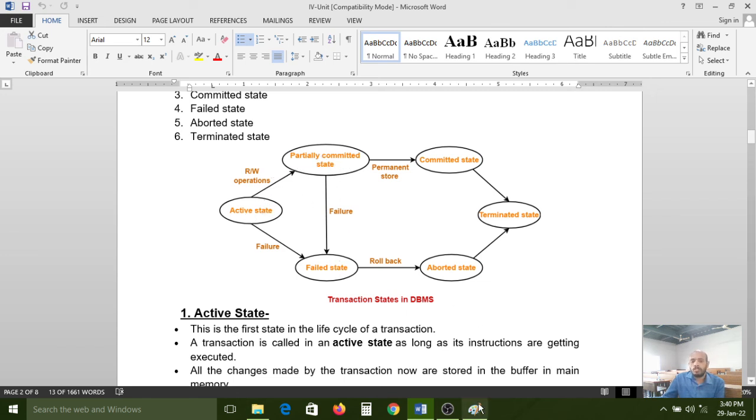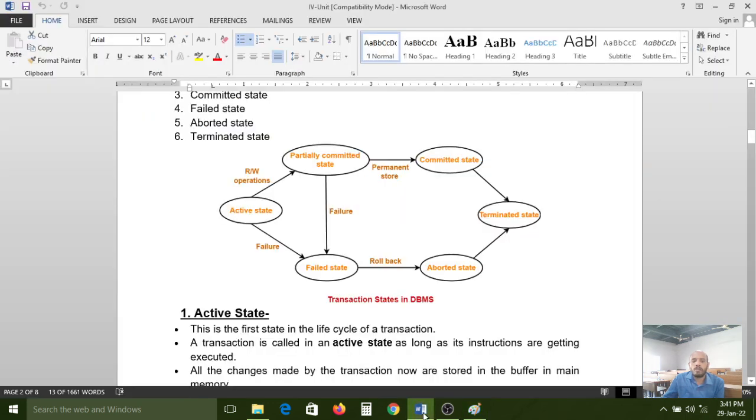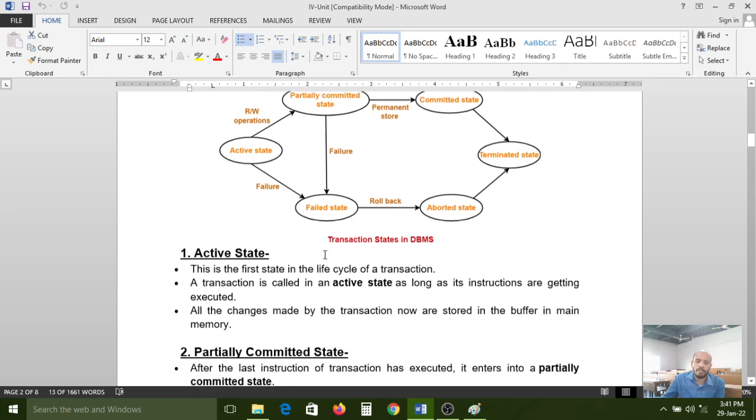So when Rohit wants to transfer 100 rupees, when he enters 100 rupees, it is partially committed. Where do we have to credit that amount? Ravi's account, am I correct or not? But Ravi's account is not ready to receive these 100 rupees. Then it automatically goes to the failure state. So that is the second thing. The failure state will occur from the active state, as well as sometimes at the partially committed state. So that is the meaning of this.